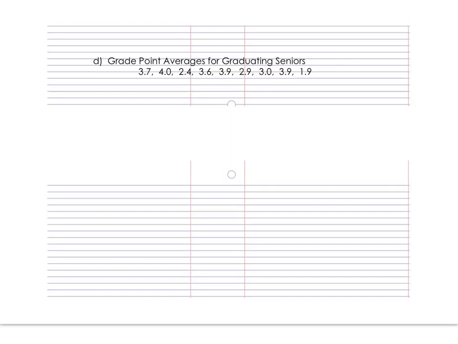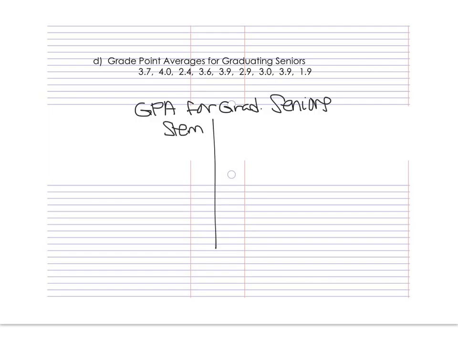So again, let's put our title in. And we're talking about grade point averages for graduating seniors. And you guys may have heard of grade point average, it is often referred to as GPA. So if you want to abbreviate that, that's fine. And for graduating seniors, and again, if you want to abbreviate grad, that's fine. In the real world, you should spell it all out, but it's fine. We can do a few shortcuts. Our stem, and then making our leaf.